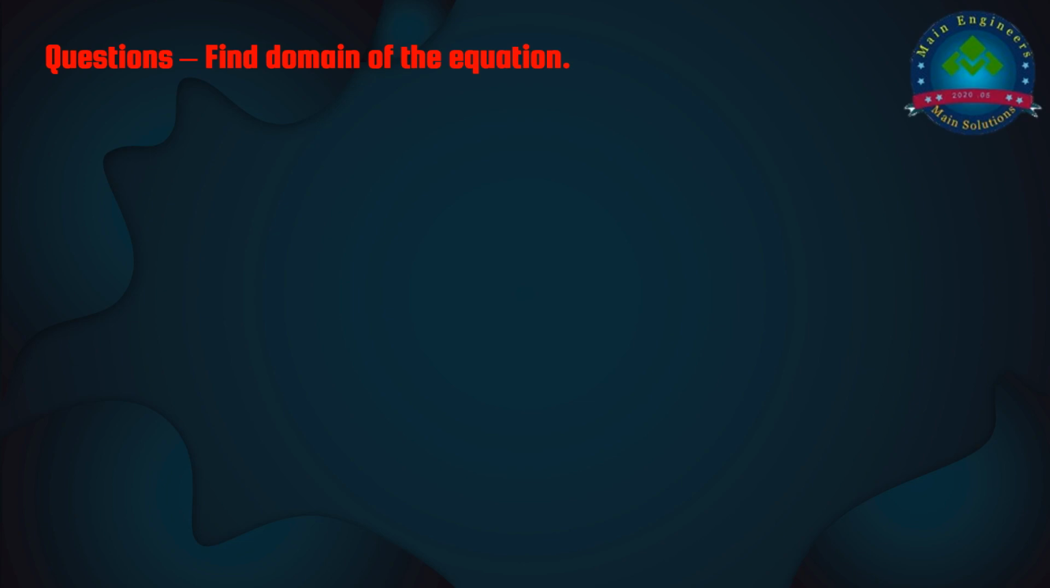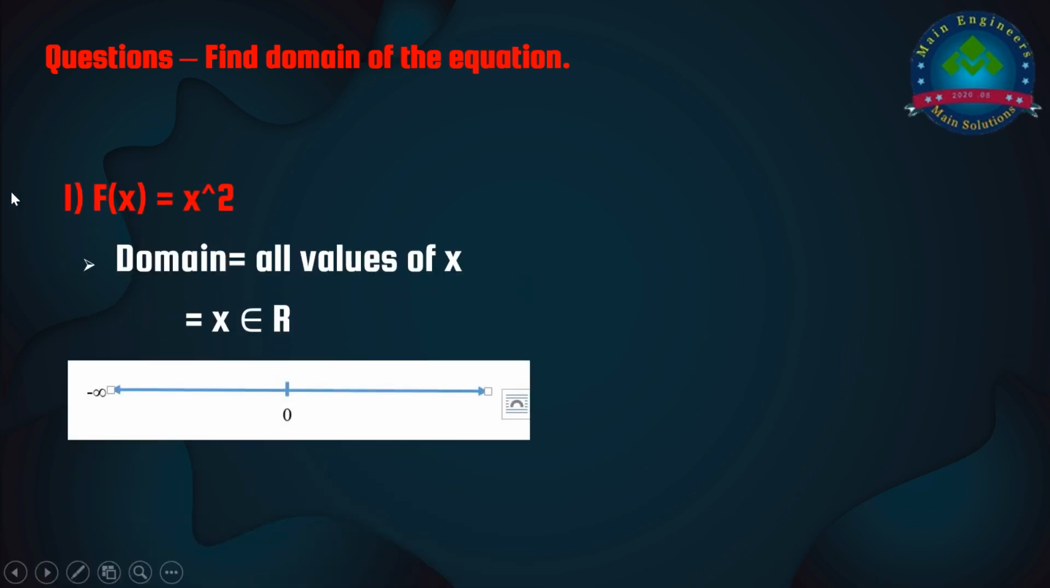Find the domain of the equation. So what is the equation? f(x) is equal to x square. So x square is going to be valid for any given number here. We can give any number and our equation is going to be valid. So domain is going to be all values of x. That means x belongs to the real numbers.